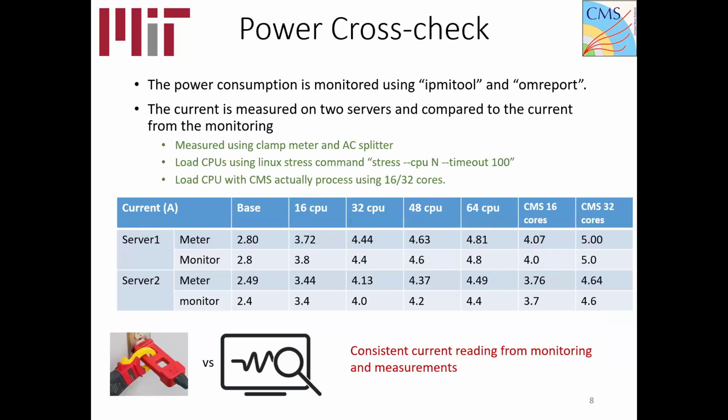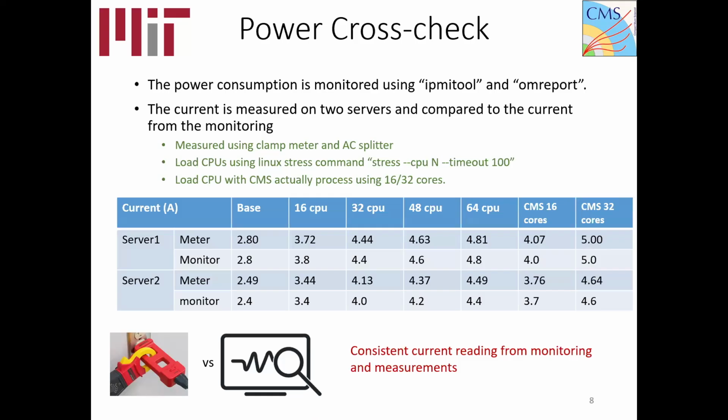Okay, since now we want to do a cost analysis, we want to measure the power. In order to make sure that the power that we get is reliable, we need to make a cross-check. The power that comes from the monitoring comes from basically 2 software packages. One is IPMI tool for most of the machines, and OM report for Center 7 machine.